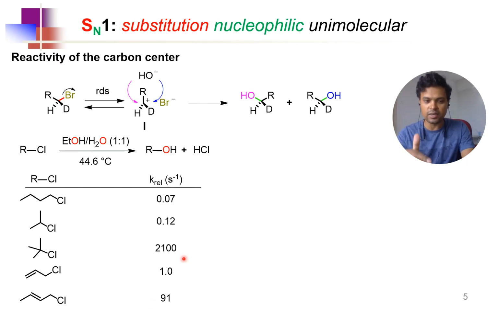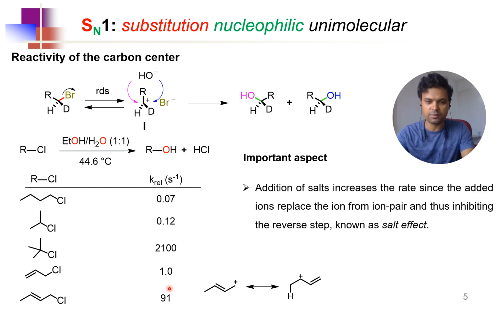So you get an impression of how changing the substrate can change or alter the rate. That is what I was talking about. You have a carbocation, and this is the alpha hydrogen that can be involved in the hyperconjugation. That is the reason why the rate suddenly increased by almost 91 times.